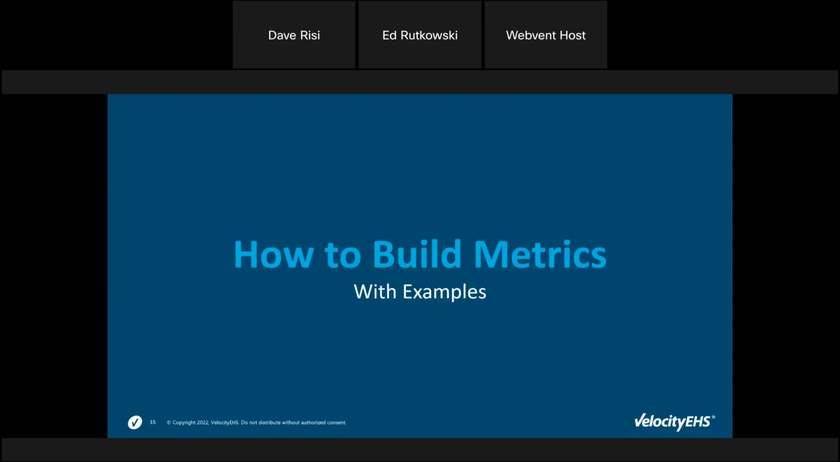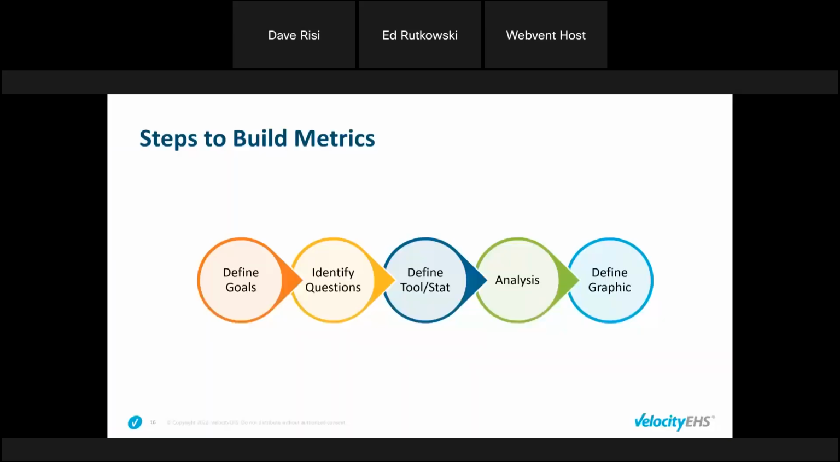Okay, so now that we've seen some good examples of some different types of metrics, how do we actually build them? So let's jump into this. This is a 5-step process that I've seen presented a lot of different ways, and I've seen a 7-step, 8-step, 4-step. I like the 5-step. It works out. It just makes a lot of sense to me.